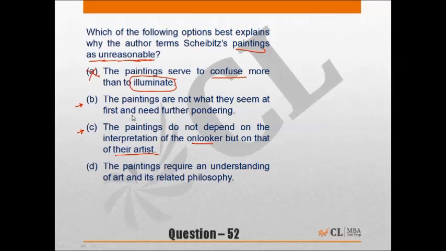Paintings are not what they seem. Yes, they do not seem what they are in the first pondering, which was visible in the first paragraph. So between statements B and C, my preference would be for statement C. They do not depend on the interpretation, okay, not of the onlooker, but of the artist.